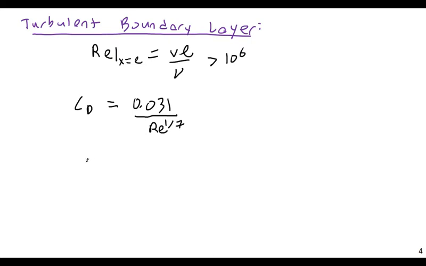So anyway, what we can see in the turbulent zone is that the drag coefficient is going to be a function of the Reynolds number. Actually, let me label this a little bit better. This is for a smooth plate.